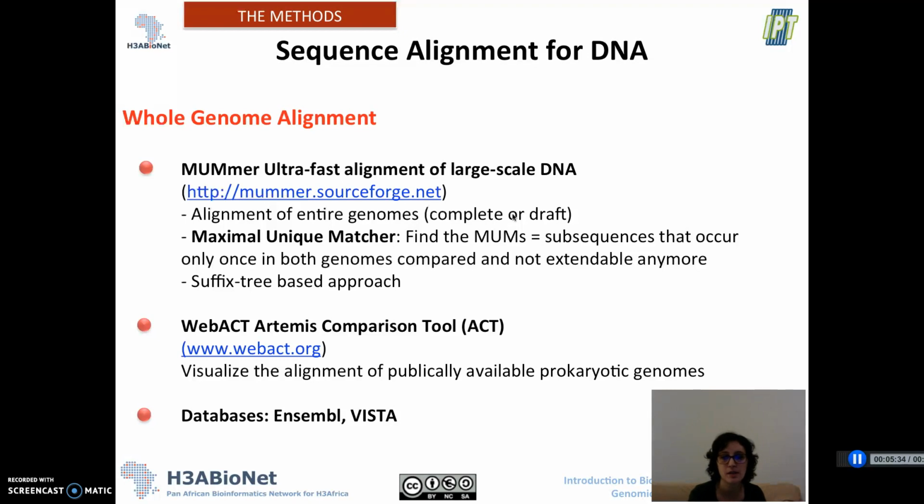If you remember, this is the same process as the extension that we had with BLAST, and it uses what we call a suffix tree-based approach. So basically, cutting the sequence into different parts and finding the best way to retrieve the sequence. You also have other tools that are available for publicly available prokaryotic genomes, like WebAct, which is really useful also. And you can do these kinds of alignments through databases, and we will be seeing one of these databases, which is Ensembl, when you have your assignment.